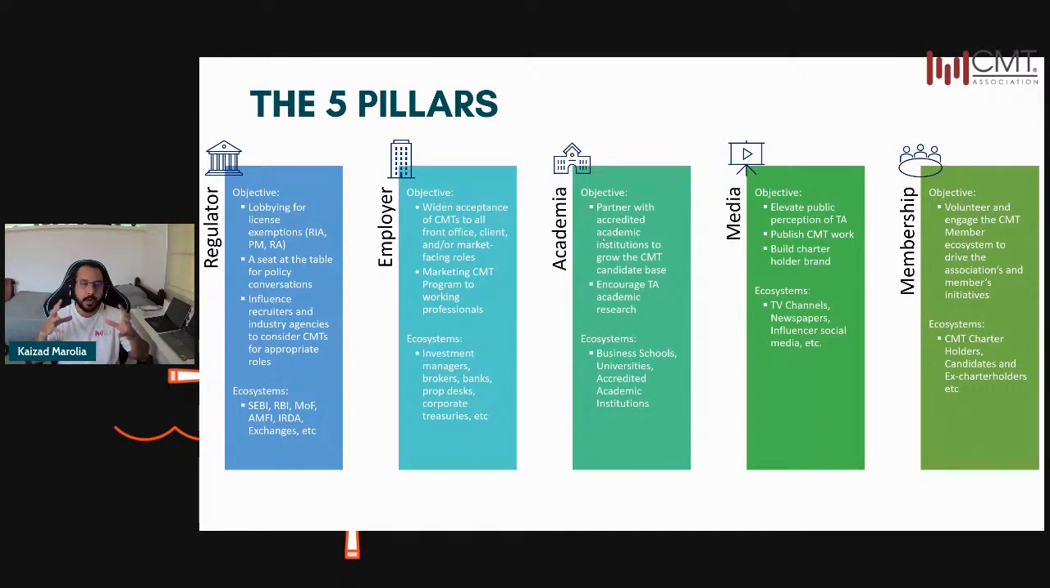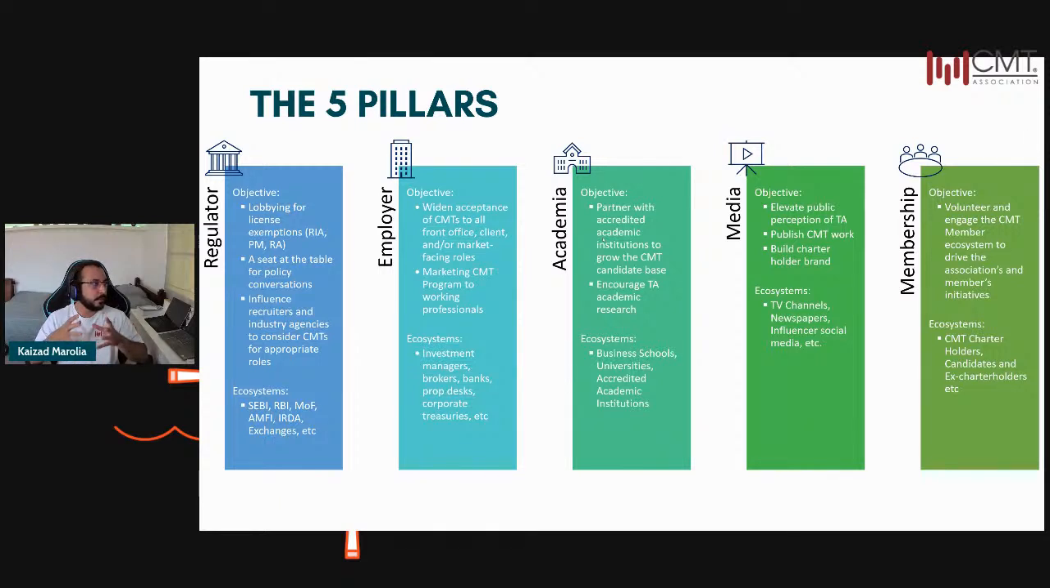What we're trying to do is build an ecosystem where regulators, exchanges, all of the, let's say, like your AMFI, IRDA, Ministry of Finance, RBI, when they take key policy decisions, apart from just having a singular view, take into account technical analysis and studies and the kind of advocacy we do into consideration while formulating important market related policies. So, influencing recruiters and industry agencies to consider CMT as an appropriate role and a professional designation is also a key part. Apart from your regulators, you have employers.